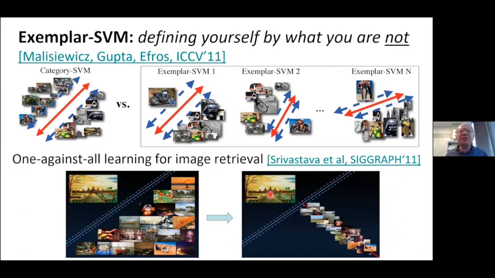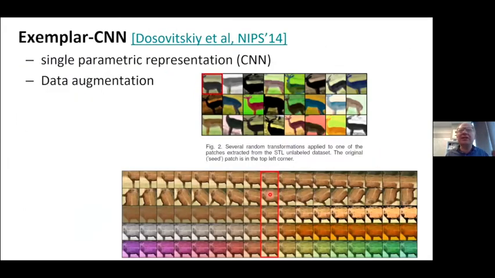So this was a decade ago. And then when neural networks came about, we tried really hard to update it to convolutional neural networks, and nothing really worked for us. So we kind of gave up. But another group, Dosovitskiy and colleagues, they actually did manage to make it work with CNNs. And this is their work on exemplar CNNs.